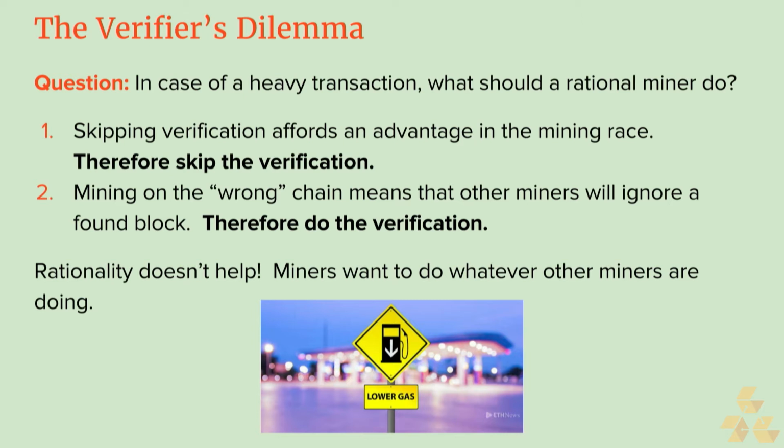Option two, or observation two, is that mining on the wrong chain means that other miners will ignore a found block, right? This means you should do the verification, because if you're mining on the wrong chain, you don't actually in the long run get paid for your work. So that's also bad. You have a reason to skip the verification, and you also have a reason to do the verification. So clearly rationality doesn't help you decide what to do. Basically miners want to do whatever other miners are doing. They're trying to reach some sort of equilibrium.